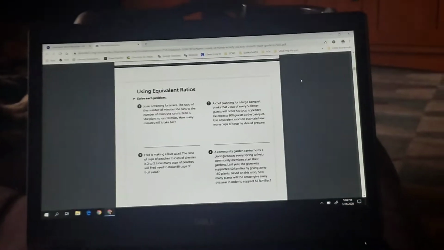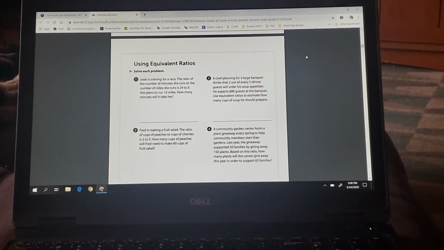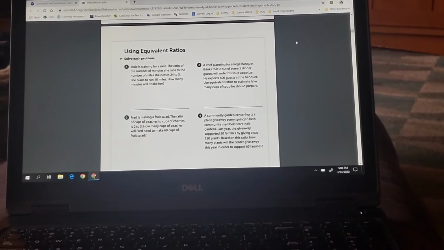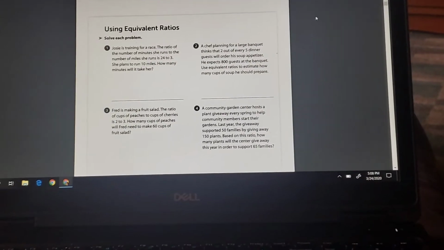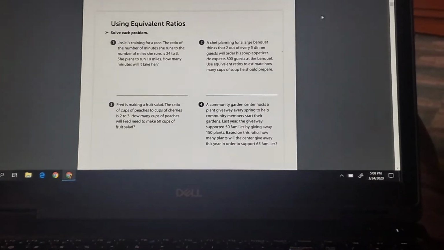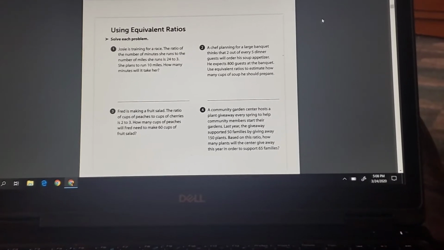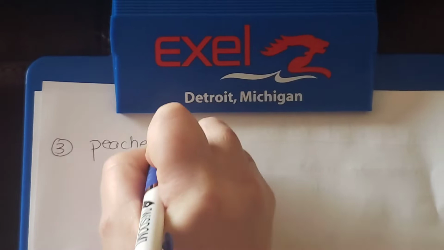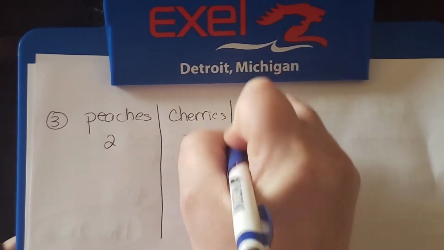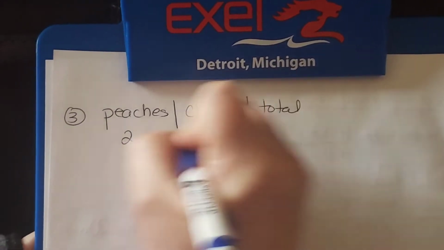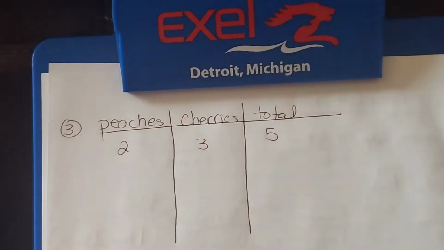Next, Fred. This is a good one for a table because you have 2 parts and a total, and they're all important. Fred's making a fruit salad, and he has peaches to cherries, which is 5 cups total. So peaches is 2 cups, cherries is 3 cups, and then the total amount of the fruit salad is 5.